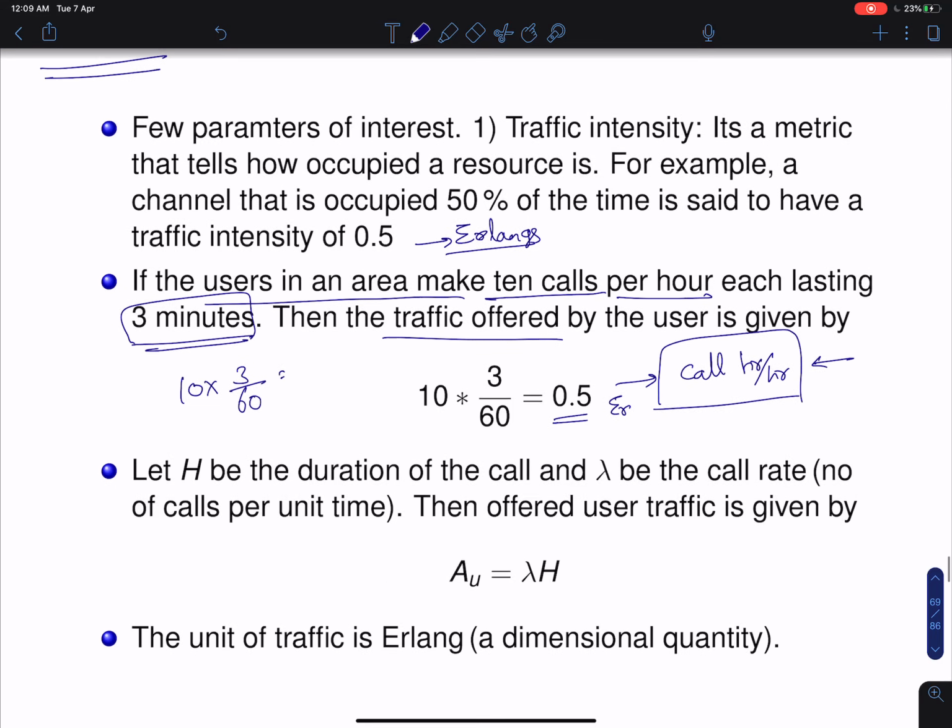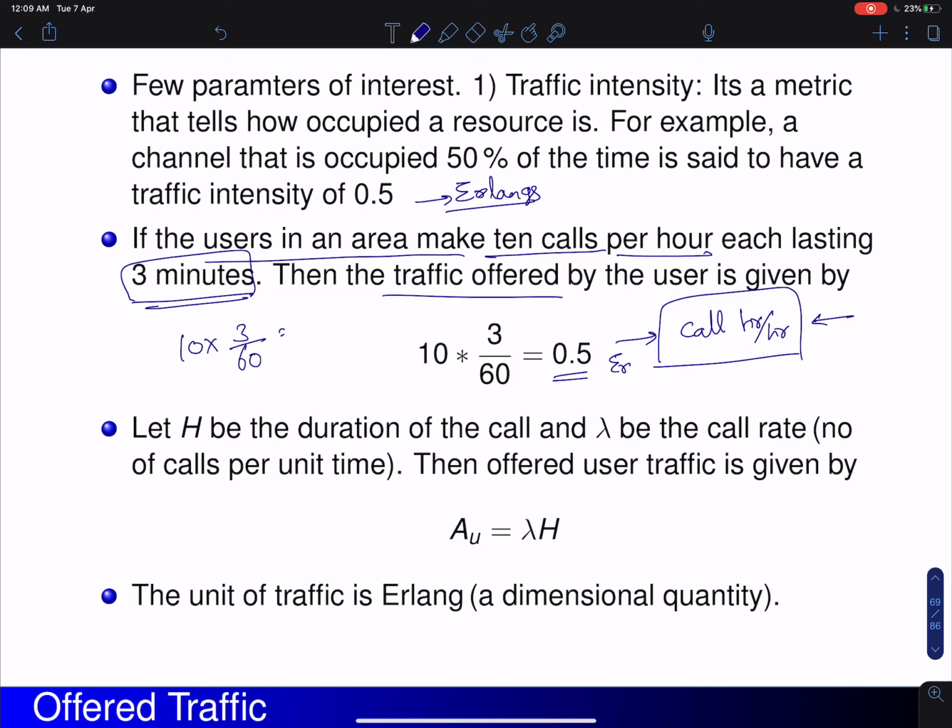Now to mathematically quantify, we'll start with the definitions. H is the duration of the call, often called the hold time, which is the time for which the channel is held and not accessible by anyone else. Lambda is the call rate, the number of calls per unit time. The traffic offered per user, A_U, is the call rate multiplied by the duration of the call, lambda times H. This is the traffic offered by a user.